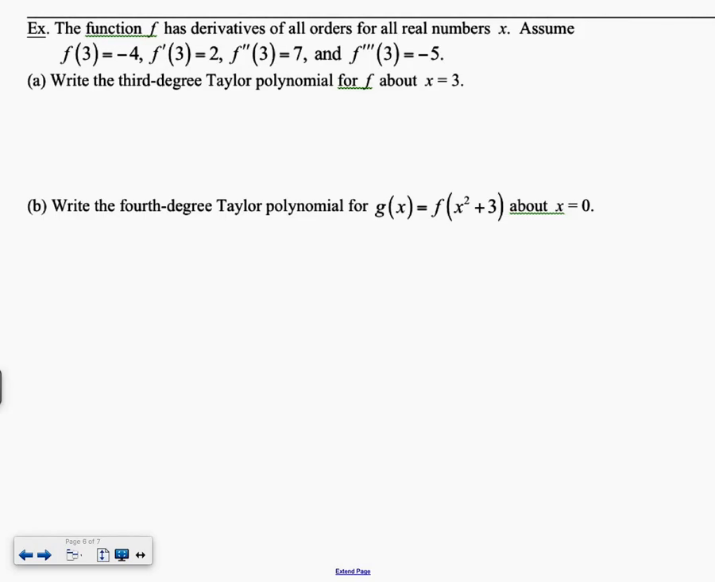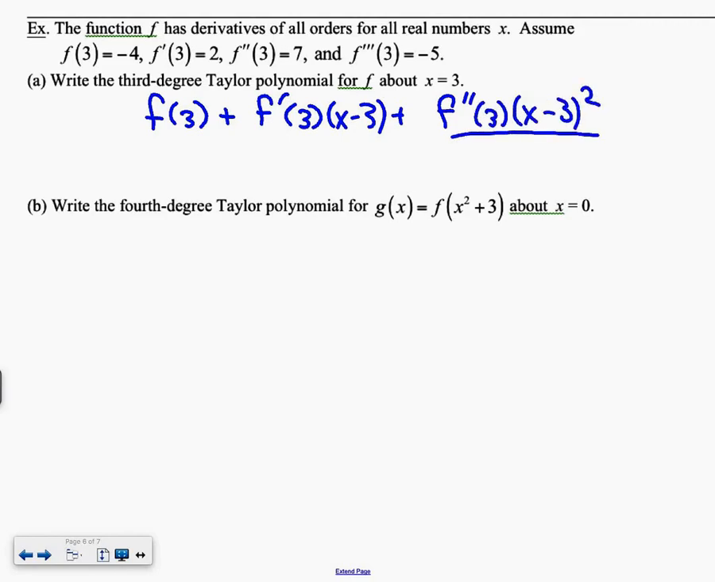So you see that I'm just using the definition here. Third degree means I go to x cubed, right? So it's f of 3 plus f prime of 3 times x minus 3, plus f double prime of 3 times x minus 3 squared over 2 factorial. How many do I want? 3. So f triple prime of 3 times x minus 3 cubed over 3 factorial.